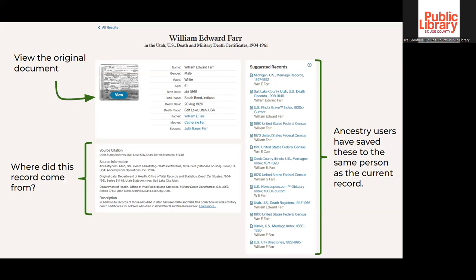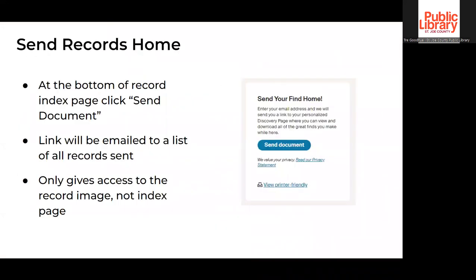All right, the last thing, which I couldn't really show you on this page because it lands below the suggested records box. But if you scroll down, there's going to be a box that says send your find home. What does that mean? It's an underutilized feature that Ancestry offers. They have this send document button. And what that means is it will bring up a prompt for you to enter your email address. This is with the library edition specifically. Because you can't save it to your tree right from there, they want to give you at least a little bit of help in getting that record back to your home computer.